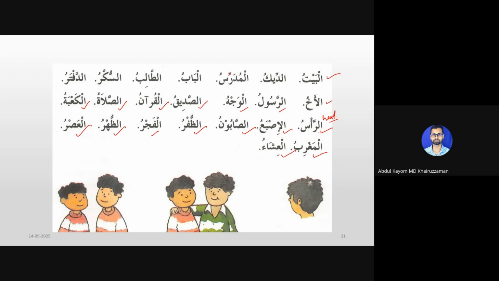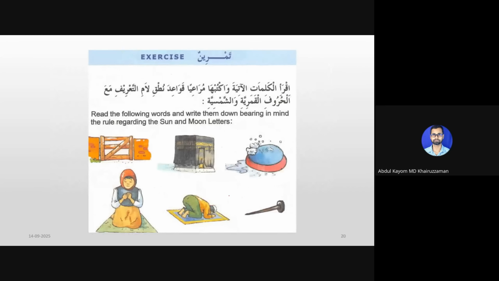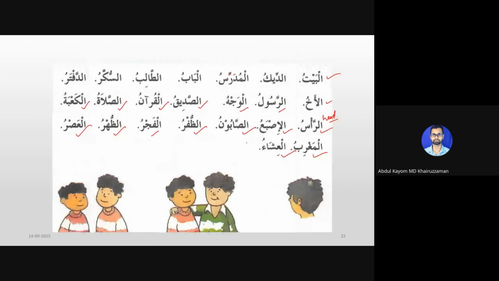Here a few new words are there. Ra'su means head. Ar-Ra'su, the head. Isba means finger. Sabun means soap. Al-Dhufru means nail. Nail can be a fingernail or a nail that we use. Then al-fajru, al-dhuhru, al-asru, al-maghrib, al-isha. These are prayer times, we can say.